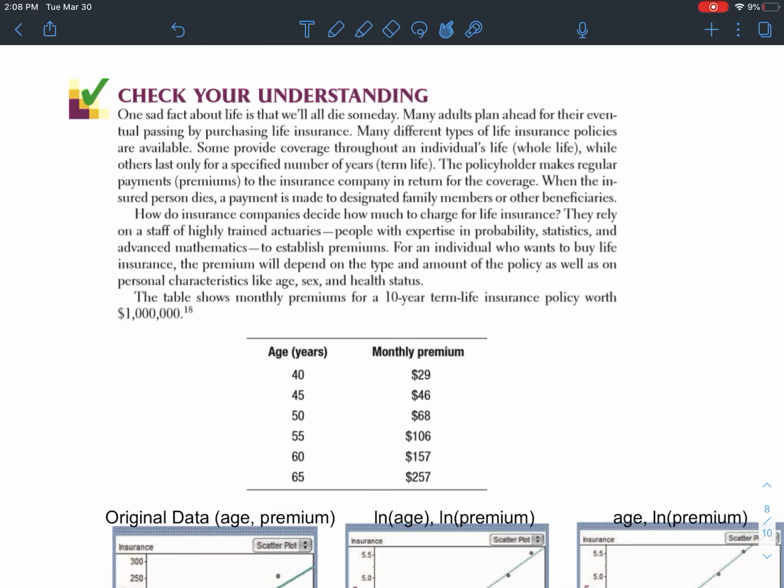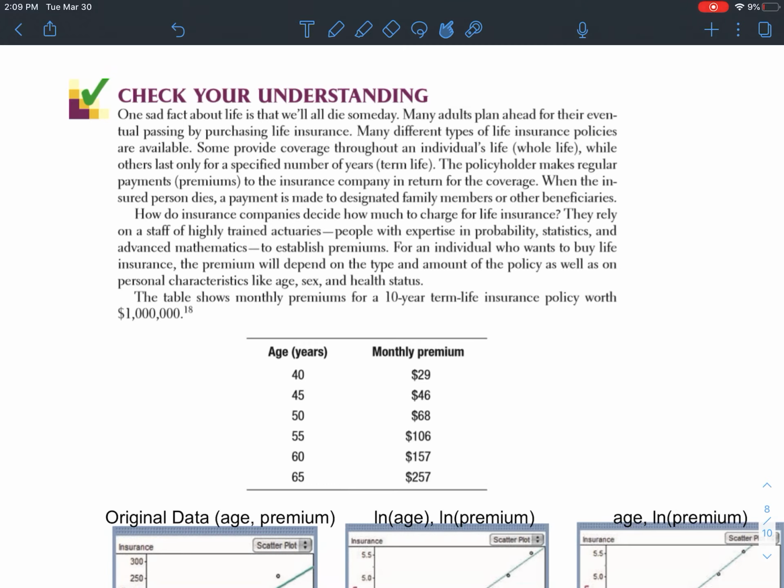How do insurance companies decide how much to charge for life insurance? Well, they rely on a staff of highly trained actuaries. These are people with expertise in probability, statistics, and advanced mathematics to establish what these premium payments should be. So for an individual who wants to buy life insurance, the premium will depend on the type and amount of the policy, as well as on lots of personal characteristics like age, their sex, their health status.